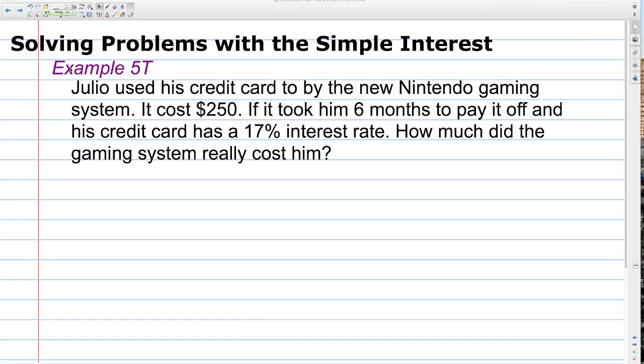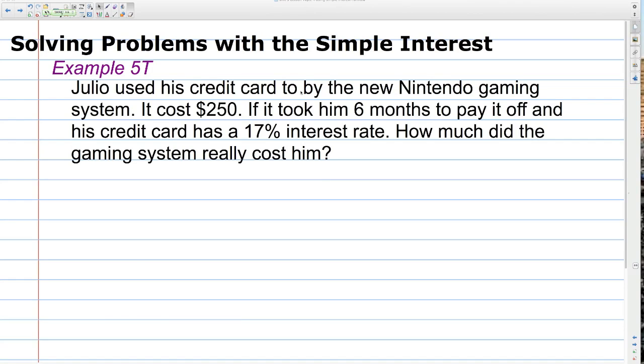Here in example 5, we continue our work with the simple interest formula, and this is going to be a multi-step problem. So far in the first 4 examples, we solved for one of the variables, whether it be the principal, the rate, the time, or the interest. In this problem, we have to calculate the interest first, and then take that interest and add it to the principal. You're going to see what I mean here in a minute.